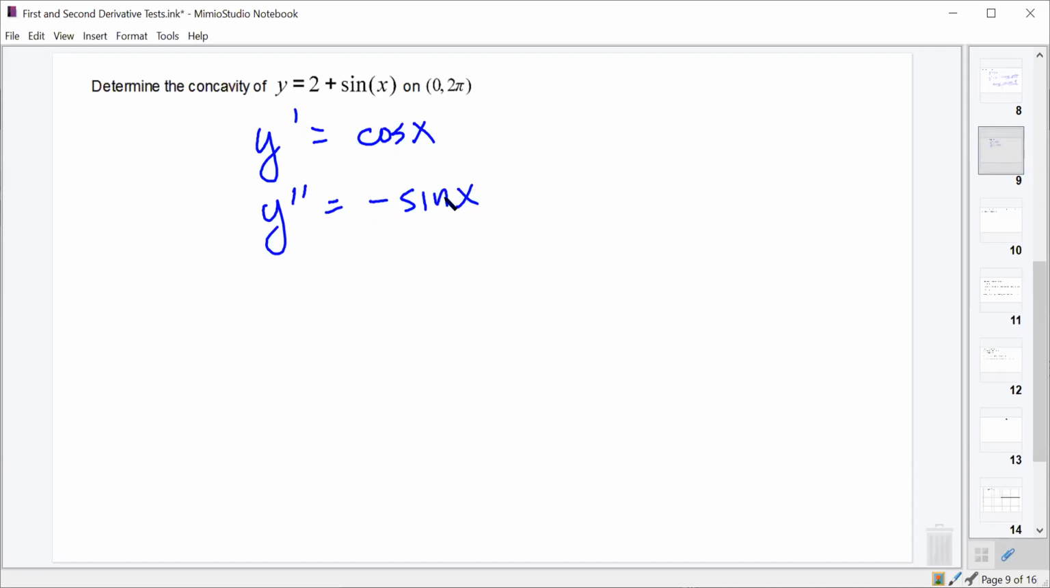So negative sine x. We want to know when is negative sine x equal to 0 and when is negative sine x undefined. First off, it's never undefined, right? And when does that equal 0 on the interval from 0 to 2 pi? 0 and 2 pi. We have an open interval, so not 0 and not 2 pi because they're not actually included. So really just pi. 0 and 2 pi are also places, but we can't include them as places where we might have changes in concavity because 0 and 2 pi are not defined for this interval. Does that make sense?